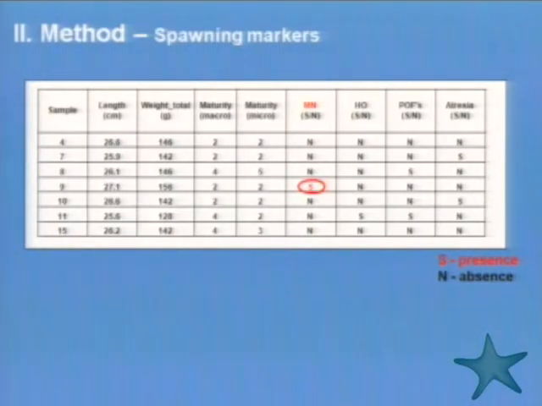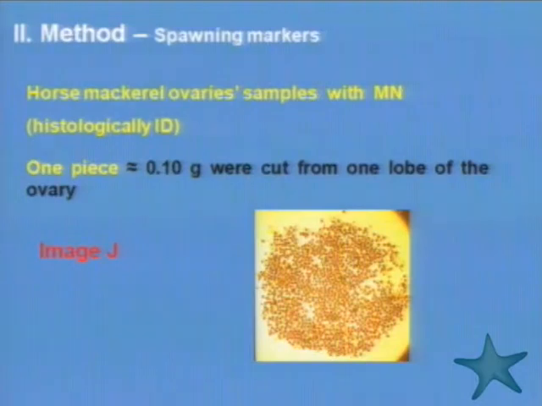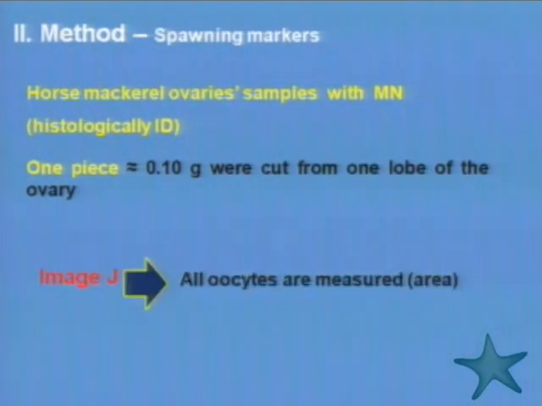And to try to see if we can use another spawning marker to achieve a good estimate of fecundity, we started to look at our histology results and to select all the samples in which the presence of migratory nucleus stages had been identified. And we get, on those conditions, 39 ovary samples. After that, we cut a piece of approximately 0.1 grams from one lobe of the ovary, and we apply the same process. We take a photo of the oocytes, being careful because they shouldn't be too close, and the program automatically measures and counts every oocyte in that image.